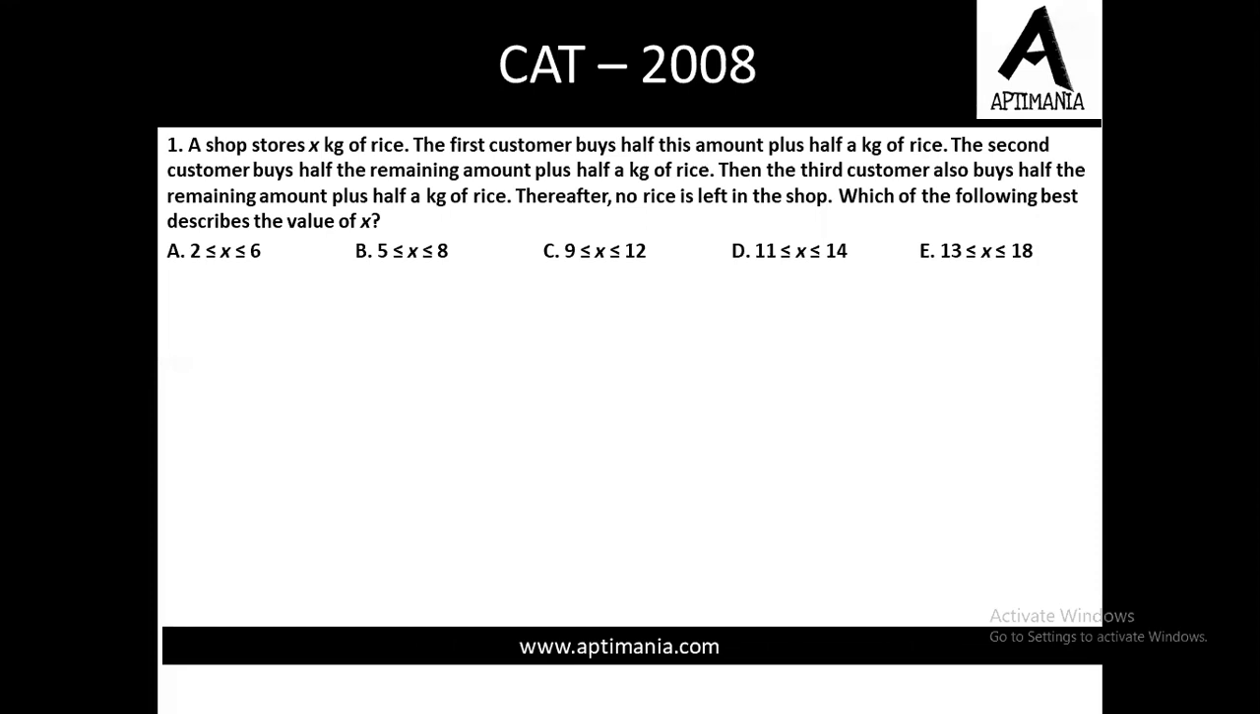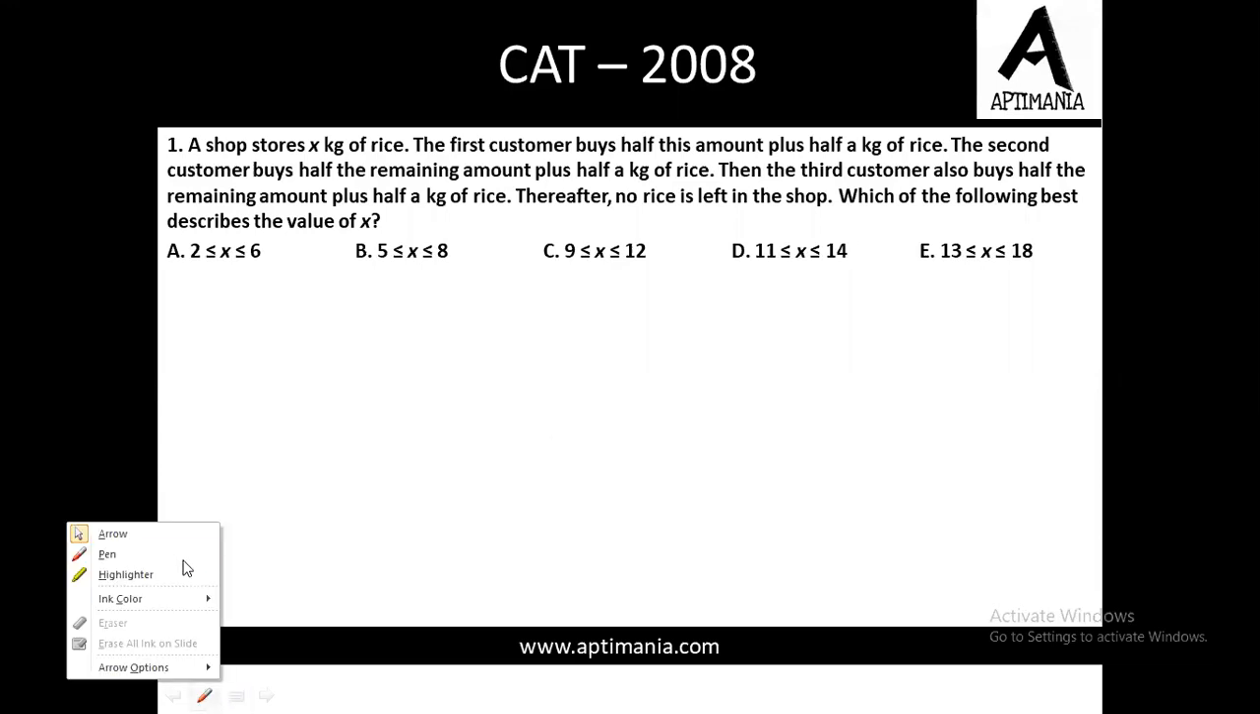The question is, a shop stores X kgs of rice. The first customer buys half the amount plus half a kg. The second customer buys half the remaining amount plus half a kg. The third customer buys half the remaining amount and a half kg, and there is no rice left in the shop. So let's start solving the same.